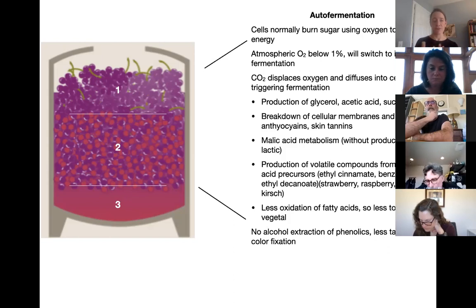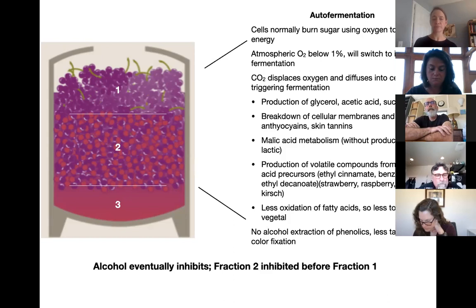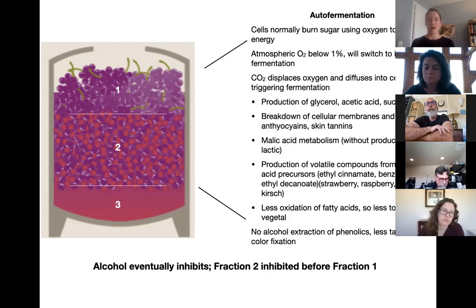So if we have a large proportion of auto fermentation in the vat, we might expect any amount of these things to be going on. But there is a difference between what's going on in fraction 1 and fraction 2. Anytime we have intact berries, any of those things can be occurring. But eventually the alcohol inside of the grape is going to build up and basically shut everything down. And that's going to happen faster in fraction 2 than it happens in fraction 1.